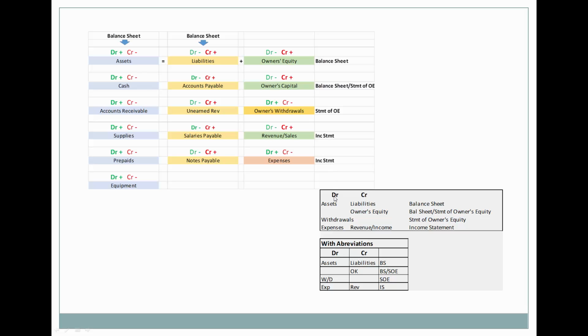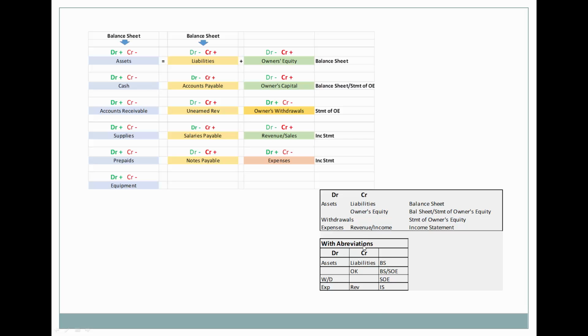Now let's look at the normal balances of accounts. The normal balance is whatever balance increases an account. So I have under the DR all of the accounts whose normal balance is a debit, and that would be assets, withdrawals, and expenses. All those accounts which increase with the credit, and the credit would be its normal balance, would be liabilities, owner's equity, and revenue and income.